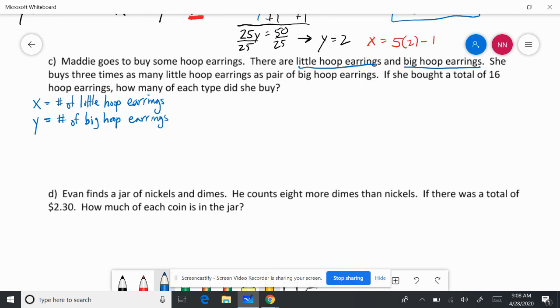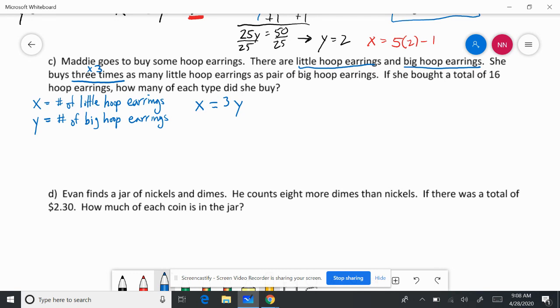Now what we're going to do is write the equations, and this is a little bit more difficult than just defining them and even solving them. It says she buys 3 times as many little hoop earrings as big hoop earrings. So that means however many little ones that she buys, it's always going to be 3 times the number of big hoop earrings. That means whatever the big hoop is, we times it by 3, and that's always going to be our little hoop.